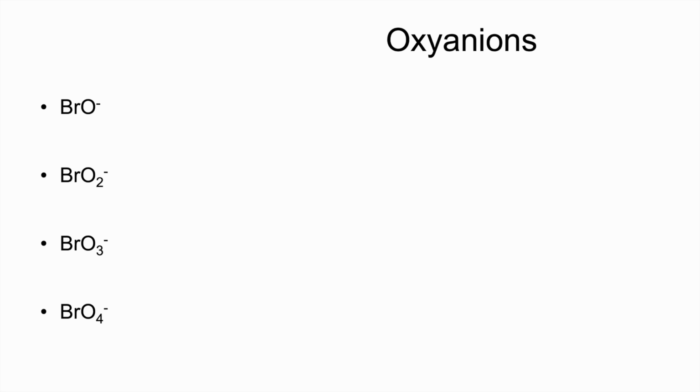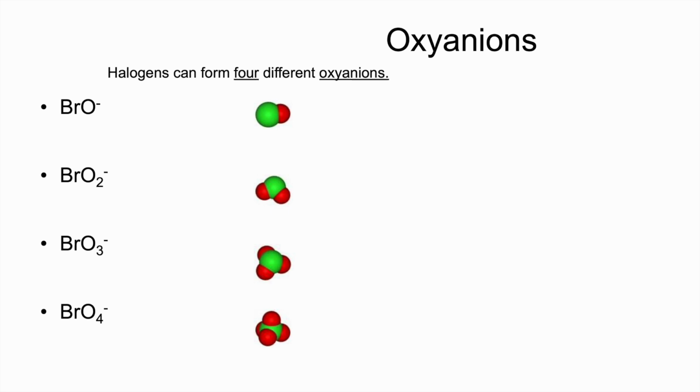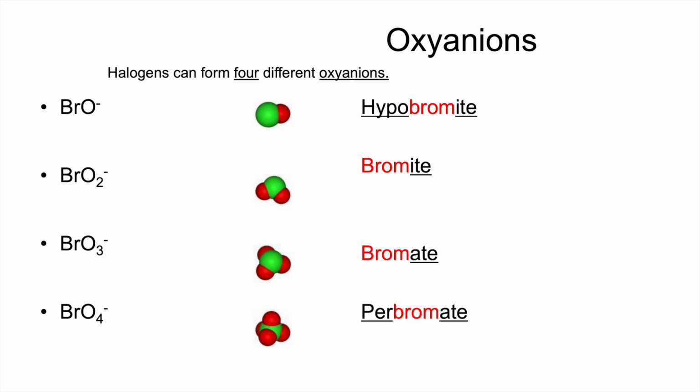Additionally, like I said before, halogens can form 4 different oxyanions. So BrO is hypobromite, BrO2 bromite, BrO3 bromate, and BrO4 perbromate. And so that's the pattern that you see for halogens. And that is it for naming ionic compounds.